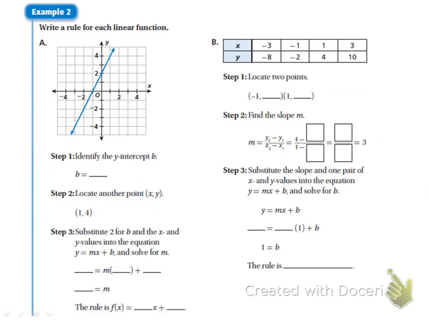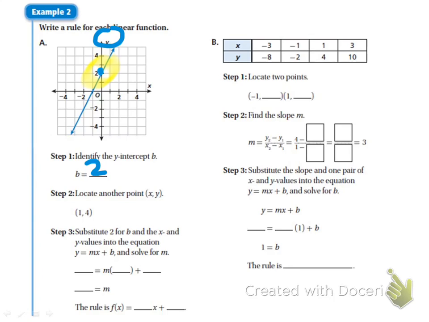Number 2, write a rule for each linear function. So let's look at step 1 for letter A. Identify the y-intercept. Well, that is where it crosses the y-axis. So let's take a look. Where does it cross? And I see it's right here at 0, 2. So my intercept is 2 because it crosses the 2 on the y-axis.